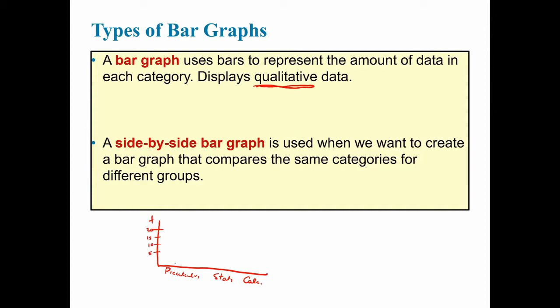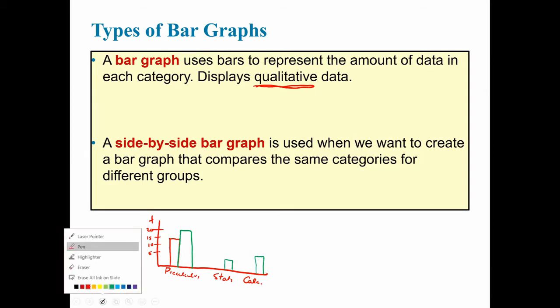And then what I would do is I would just go in. So let's say 15 males were in a pre-calculus class, and 20 females were in a calculus class, for example. And then 5 females were in stats, and let's say 10 females were in calculus. 5 males in stats, 20 males in calculus, for example.